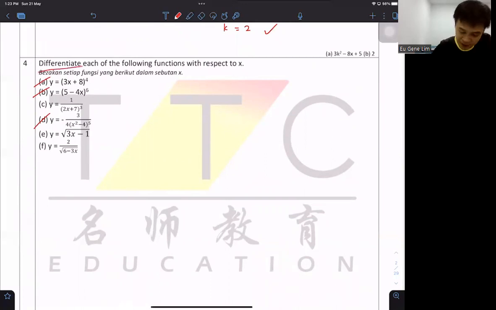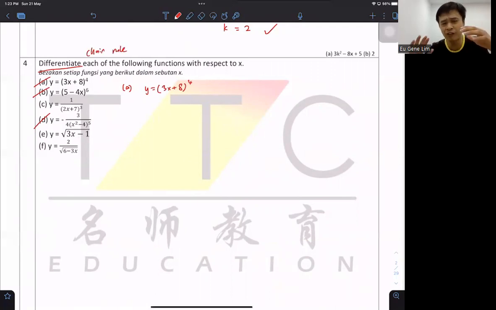But then the power is very big. When the power is very big, what should you do? You cannot expand, right? If it is power 2, you can expand. But if the power is too big, you cannot expand. You should use another method called the chain rule. It's kind of like a shortcut for this kind of question. You have to differentiate using the chain rule. Let's do it. You see, chain rule you do like this. First, power times in front.